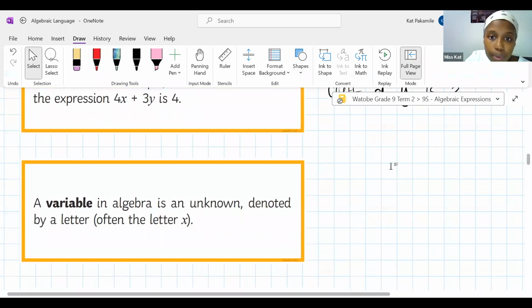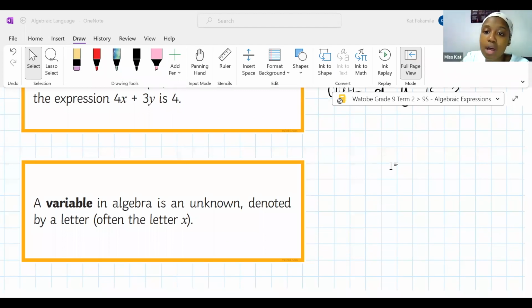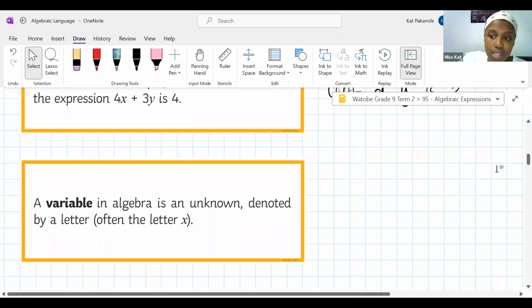A variable in algebra is an unknown denoted by a letter, which is often x. If you say something varies, that means it changes. So variable means it's x. X could be anything, guys. The first time you could say x is 5, the second time x will be 10, and the third time x could be 50, and so on. So variable means it changes. It is an unknown. We don't know what x is.